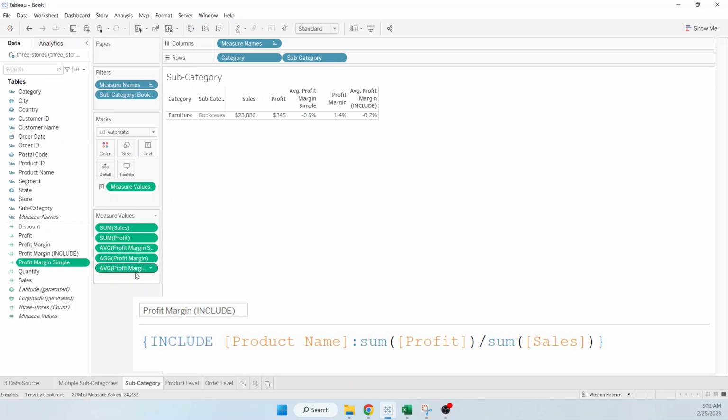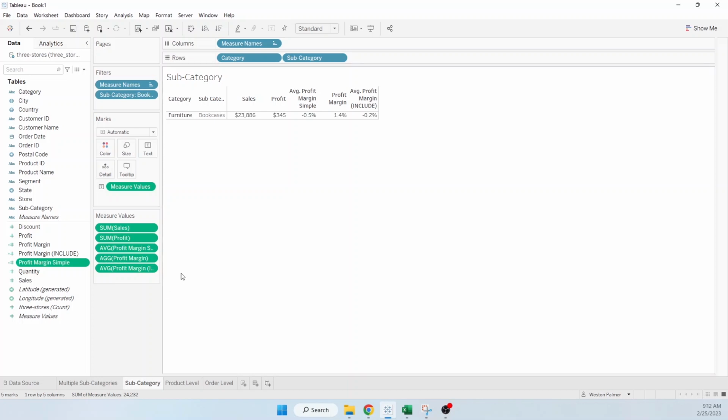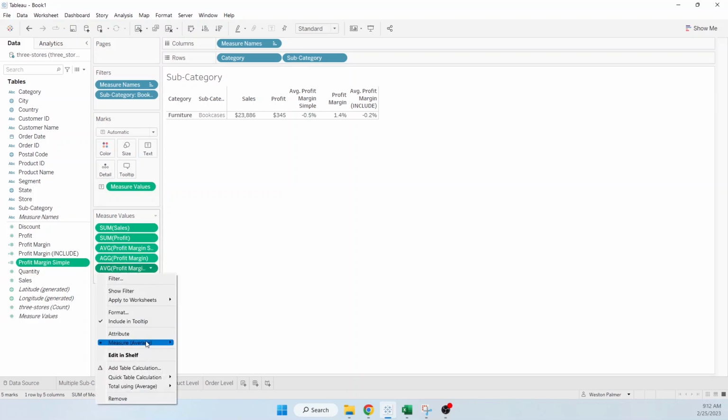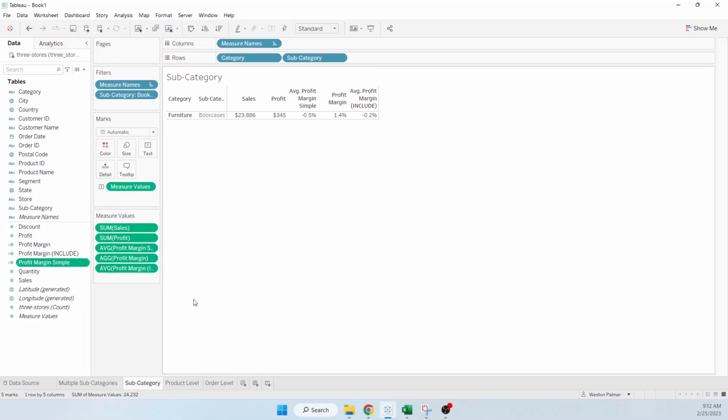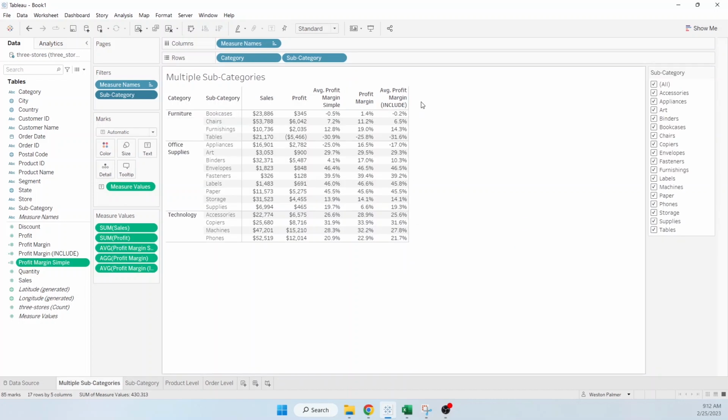Now, what usually happens is you may have to come over here and change it to average from sum. The other thing you may need to do is come down here to total using sum and change it from automatic to average, because that's what you're trying to do. You're not trying to add up all the different profit margins. You want the average. And then when you come to this top level again, there are three different ways of calculating average profit margin. Each of them may be correct depending on how you want to calculate it.